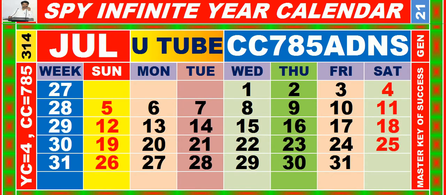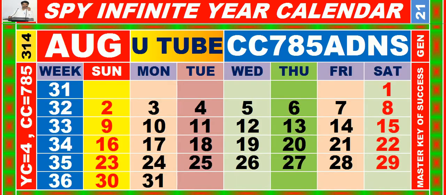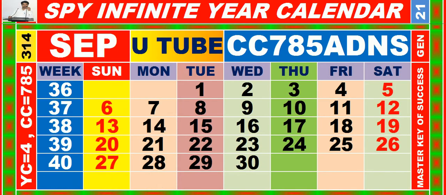Calendar for the month of July, having calendar code equal to 785. Calendar for the month of August, having calendar code equal to 785. Calendar for the month of September, having calendar code equal to 785.